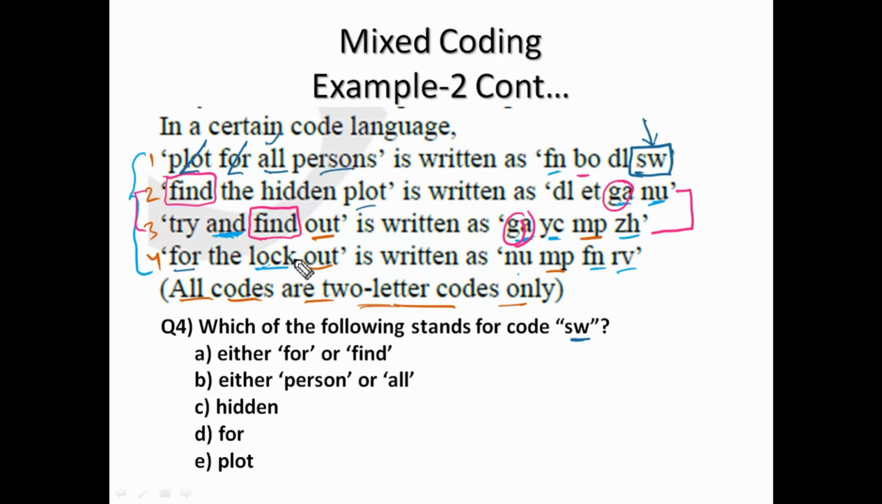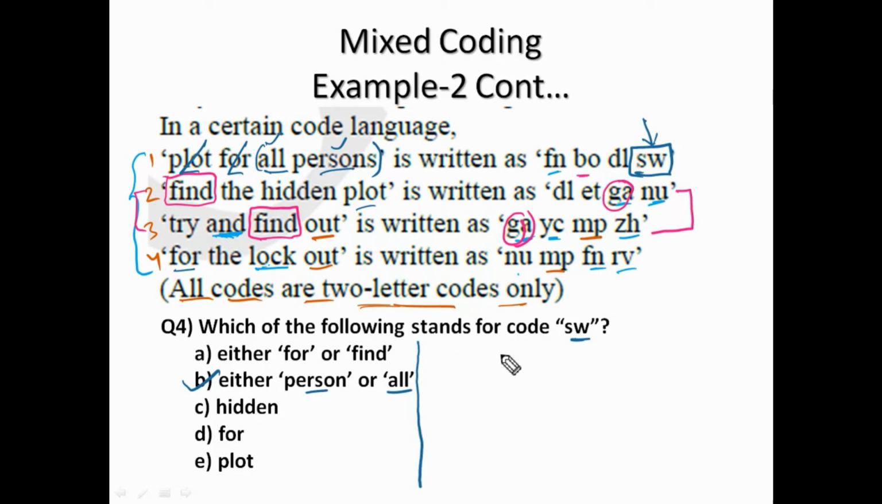Persons is also not there anywhere, so these are the two possible words for this code. With the given data we can tell the answer as, for SW, either all or persons are the corresponding words. So according to these options, either persons or all, the answer is option B. This model is very important, and many students will get confused with the options.